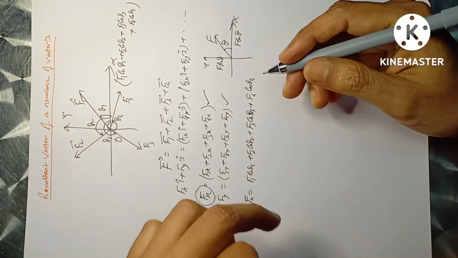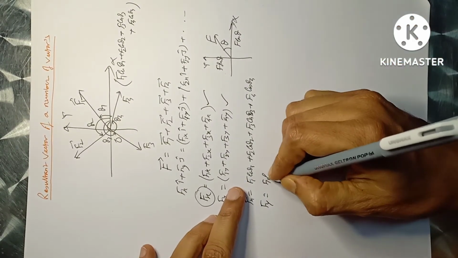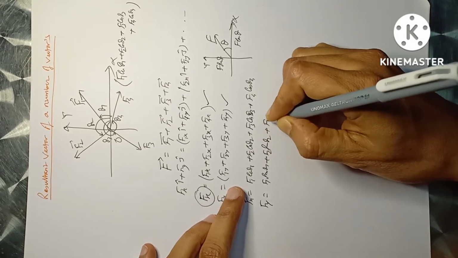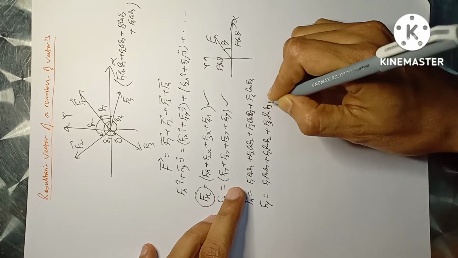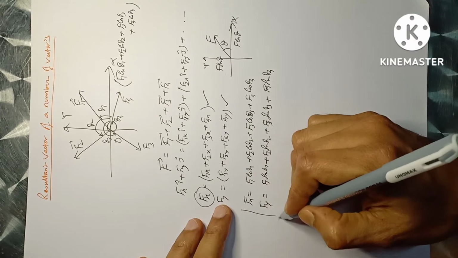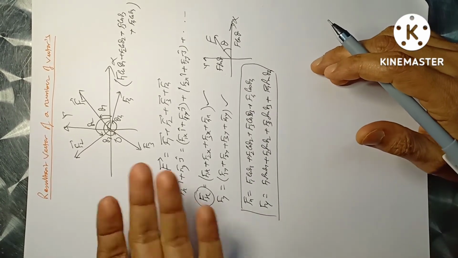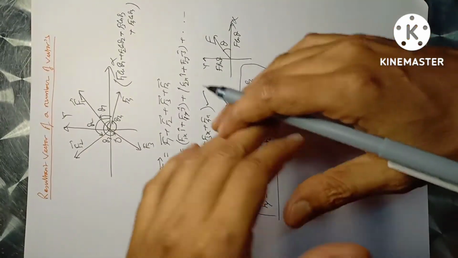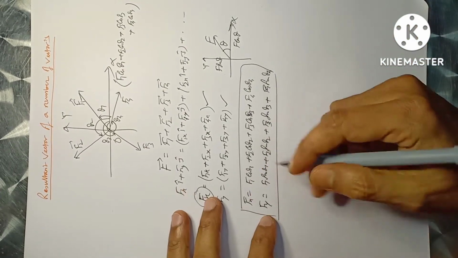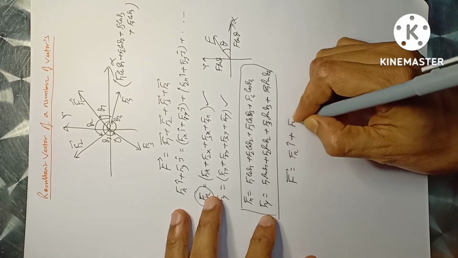In a similar way, for the y component fy, all will be sin: f1 sin theta 1, f2 sin theta 2, f3 sin theta 3 plus f4 sin theta 4. These are the general equations to find the resultant components of any number of vectors. And if we calculate fx and fy, then the resultant vector f will be fx i cap plus fy j cap.